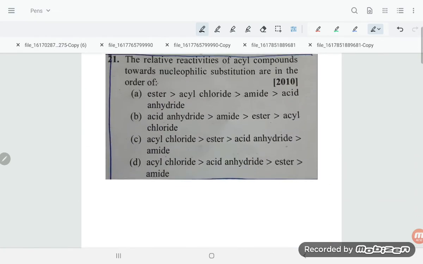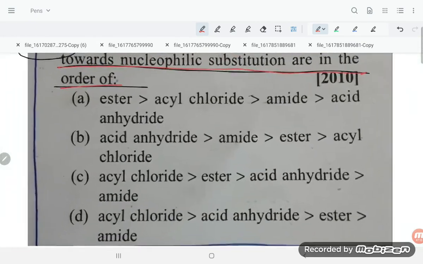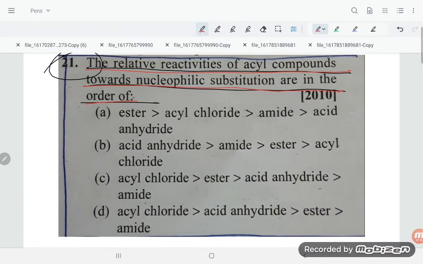Now let us move to question number 21. The relative reactivity of acyl chloride compounds toward nucleophilic substitution is in the order. They are saying the relative reactivity of acyl compounds towards nucleophilic substitution is, which can be our required answer.